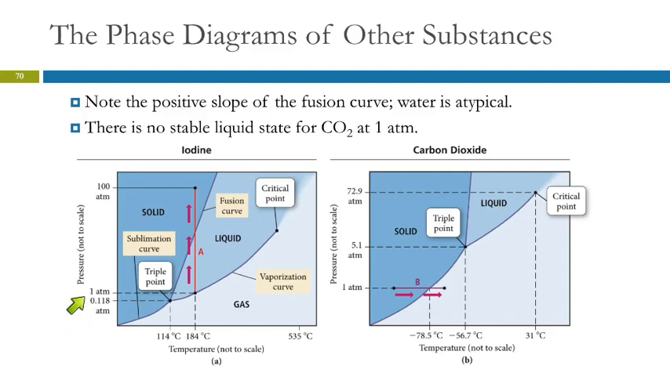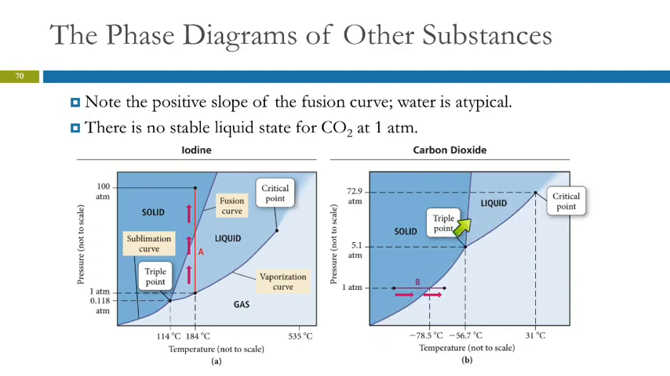So for iodine, here at 1 atmosphere, it will melt. Well, here we've got the triple point for iodine. I forgot where I was going with that. There's the critical point. So you've got supercritical fluid up here. Here's carbon dioxide.